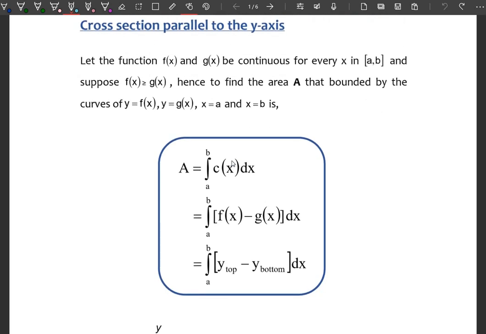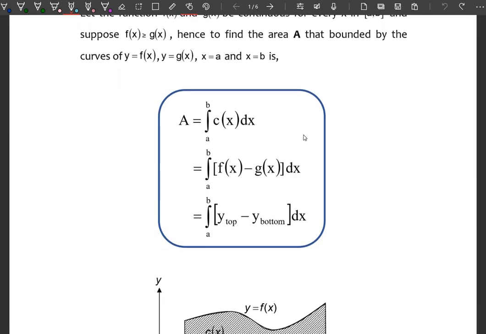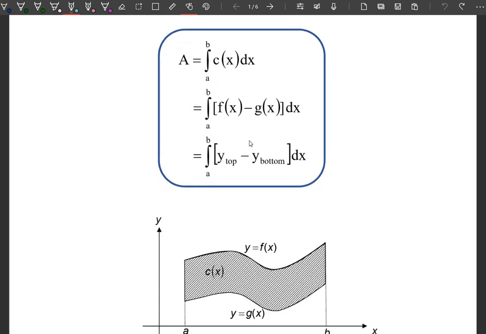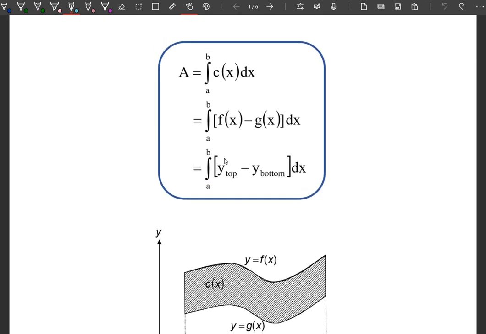Parallel, selari ya. Okay, let the functions f(x) and g(x) be continuous for every x in the interval [a, b], and suppose that f(x) is greater than or equal to g(x). Hence, to find the area A bounded by the curves y equal to f(x), y equal to g(x), x equal to a, and x equal to b, that means these are the lines or points, A is equal to the integral from a to b of c(x) with respect to x, c(x) because this is the area here.